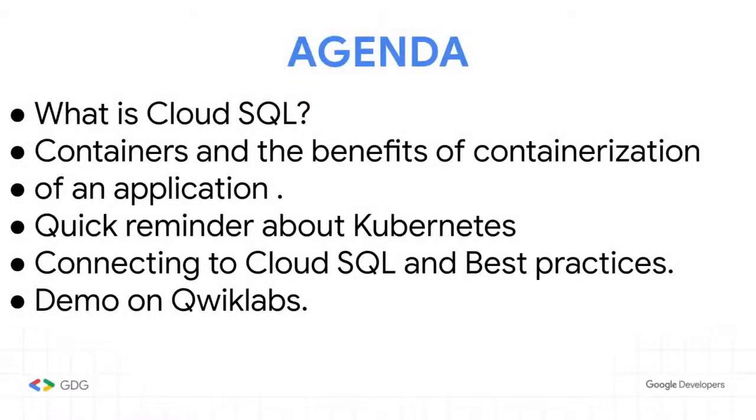By the end of the session, we'll learn together how easy it is to connect an application in Kubernetes Engine to a Cloud SQL instance using the Cloud SQL proxy container as a sidecar container. You will deploy a Kubernetes Engine cluster and a Cloud SQL Postgres instance and use the Cloud SQL proxy container to allow communication between them.